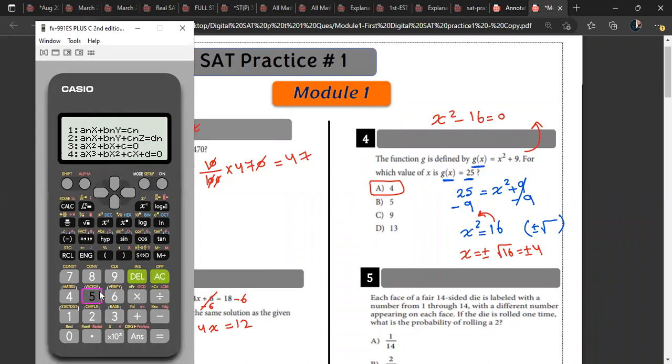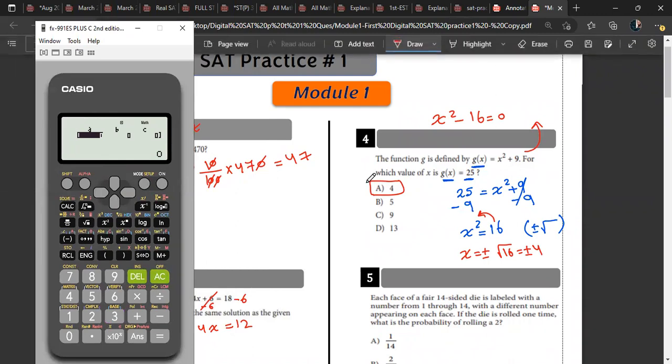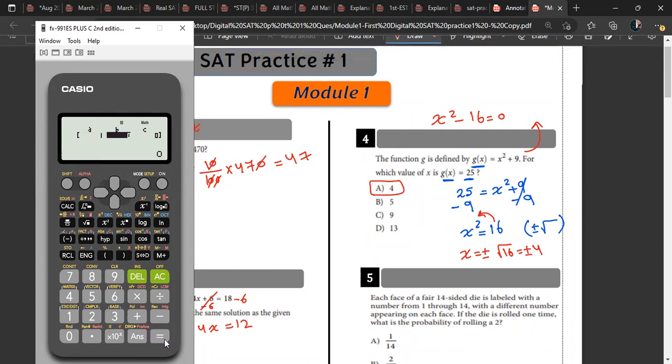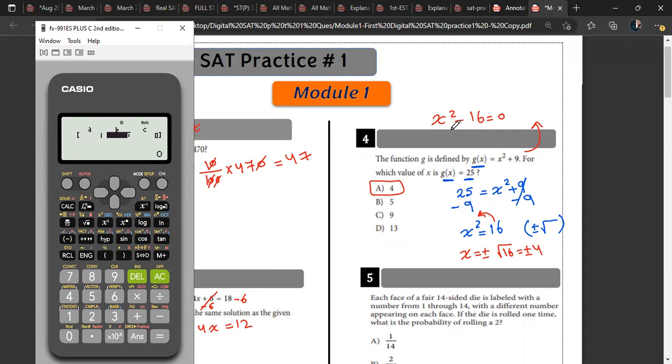5, 3, and put the values, the parameters. Coefficient of x squared, which is 1, equals, then b does not exist so it will be 0, coefficient of x, equals, and the last one, negative 16, equals, then another equals, you have x1 equals 4 and x2 equals negative 4. You choose the right answer. Is this clear?